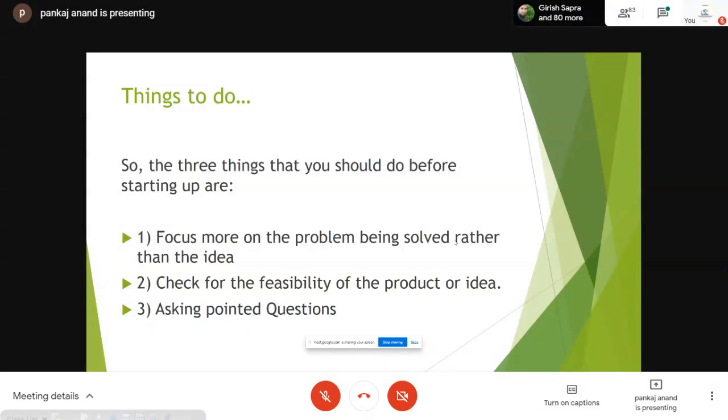So only then people will be willing to pay you. That's why focus more on the problem being solved rather than the idea. The next thing is to check for the feasibility of the product or idea. So you need to check for the feasibility of the product or idea.